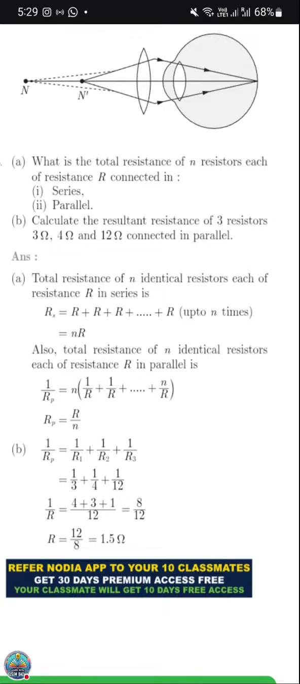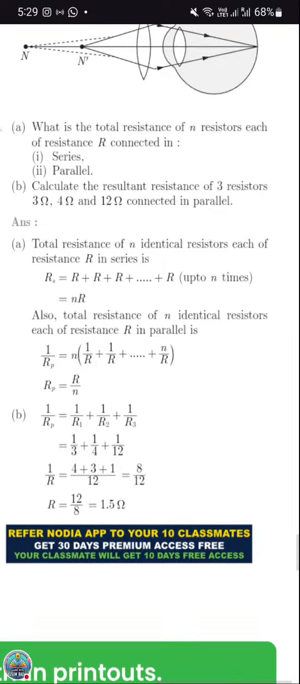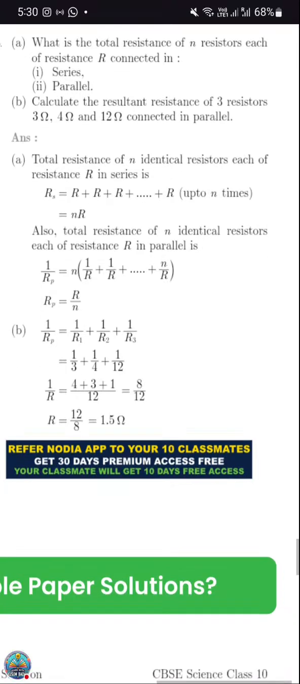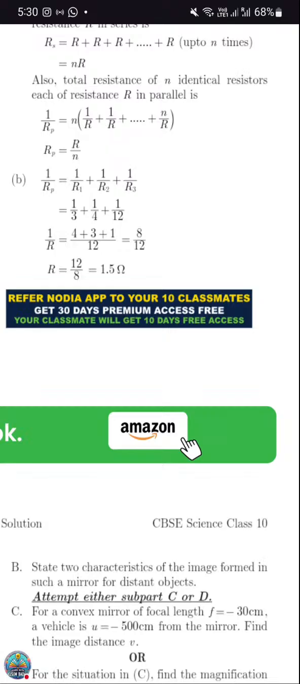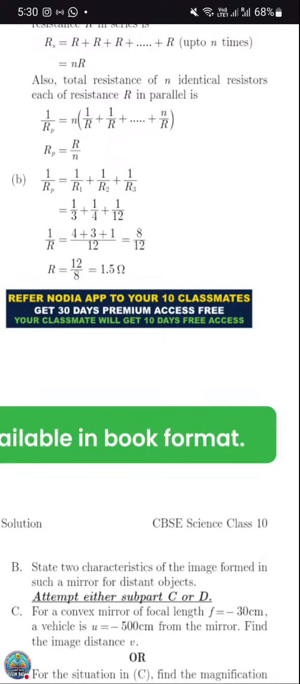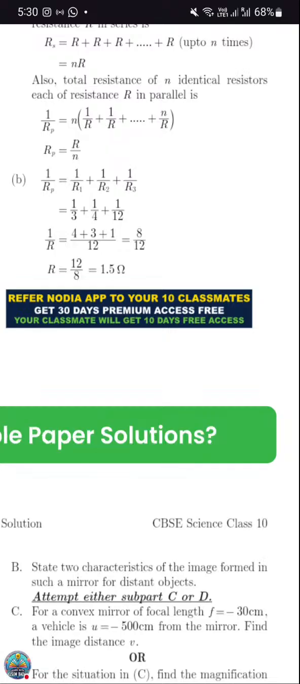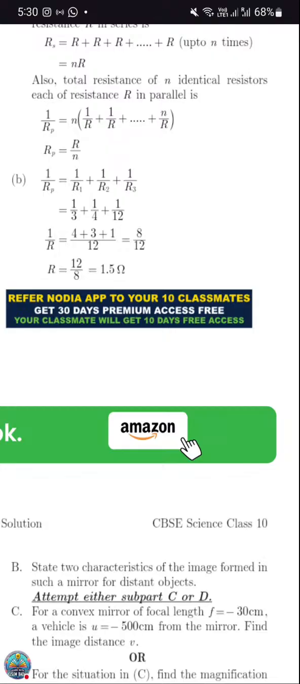Okay, next one. Here the 3 combinations are given, 3 resistors are given, 3 ohm, 4 ohm and 12. We need to find out parallel combination. So formula for parallel combination, 1 upon R1 plus 1 upon R2 plus 1 upon R3. So adding all together, LCM is 12. You can solve this by your own. So it's 8 upon 12. So R parallel will be reciprocal of that, 12 by 8. So final answer is 1.5 ohm.